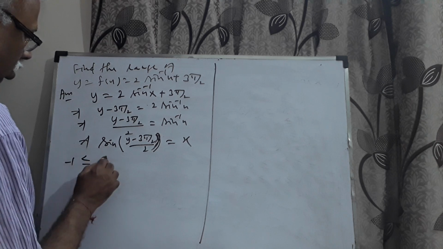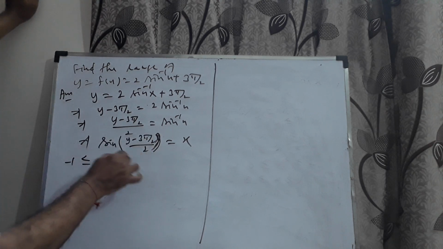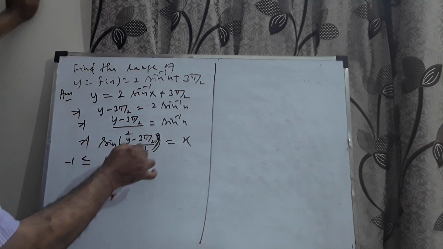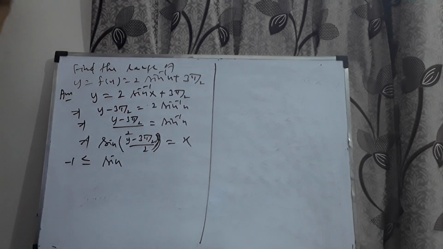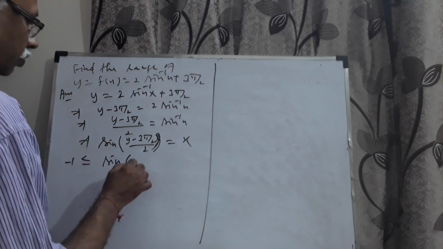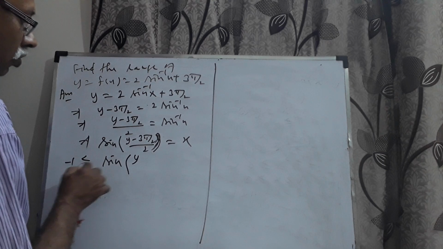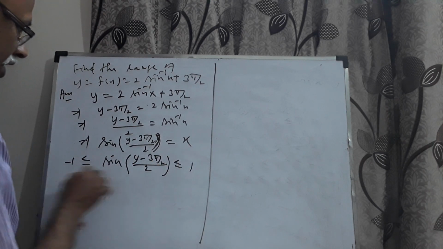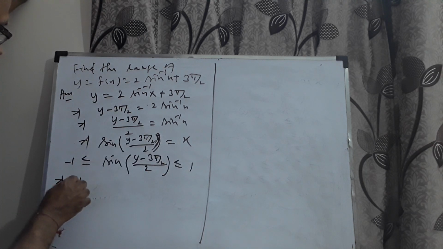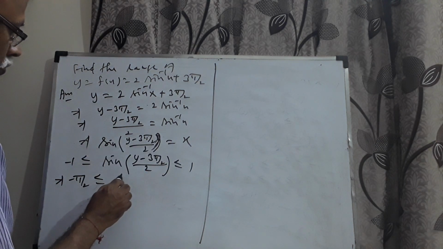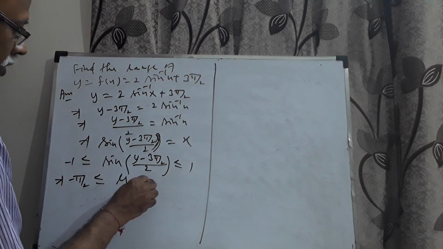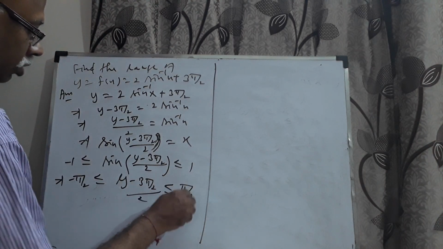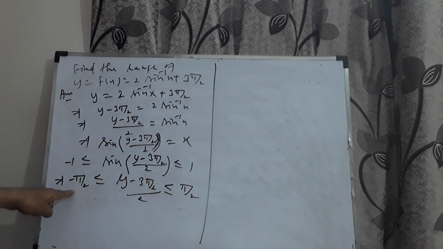You know very well, whatever may be the degree measure or radian measure given over here, the maximum value taken by any sine curve is 1 and the minimum value is minus 1. So minus 1 is less than or equal to sine of (y minus 3 pi by 2) by 2, which is less than or equal to 1. Therefore, minus pi by 2 is less than or equal to (y minus 3 pi by 2) by 2, less than or equal to pi by 2. Sine inverse 1 is nothing but pi by 2, and sine inverse minus 1 is minus pi by 2.